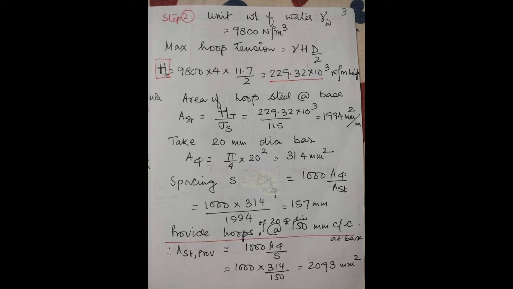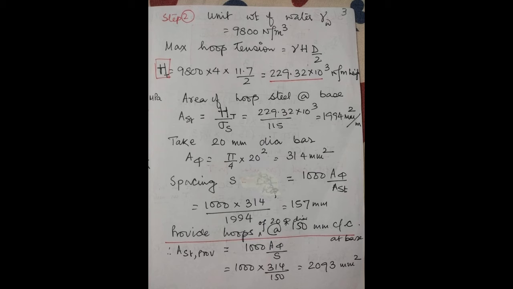Now next is the maximum hoop tension. Maximum hoop tension can be found out by gamma h into d by 2. Hoop tension I am denoting here as capital H subscript T. So gamma value of water is 9800, capital H is equal to 4, and D is the diameter. Just now we have taken the conclusion that it is 11.7 meter. So 11.7 by 2, that gives us 229.32 into 10 cube Newton per meter height.